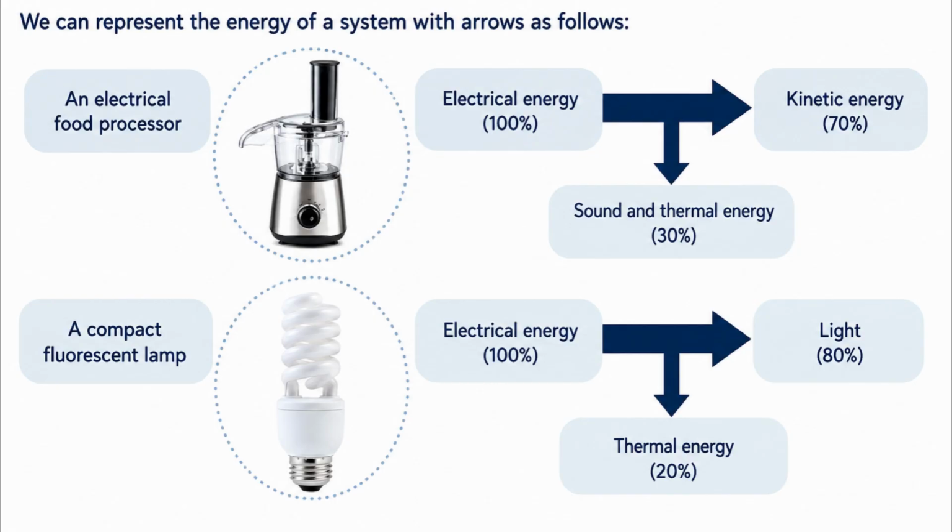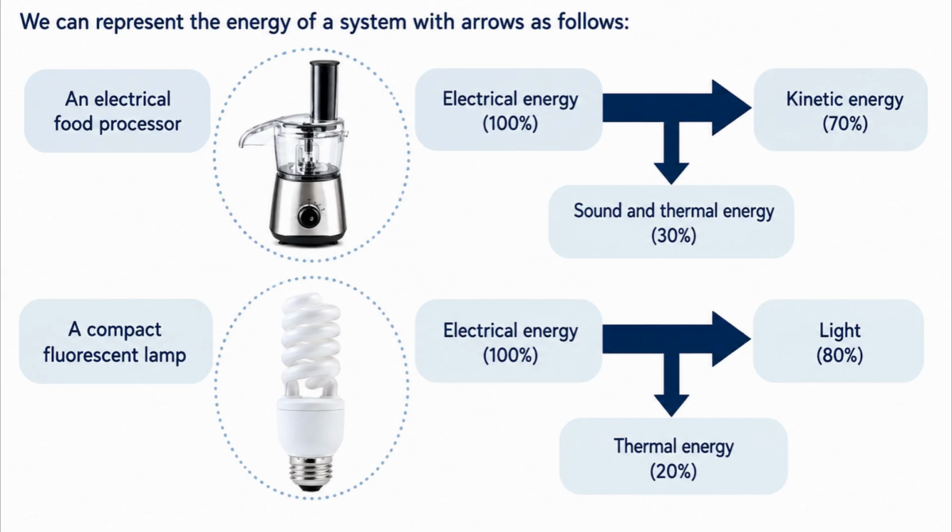However, the food processor also makes a noise and becomes slightly warm while it works. 30% of the electrical energy is transferred as sound and thermal energy. This is called wasted energy because it does not help the food processor chop the food.